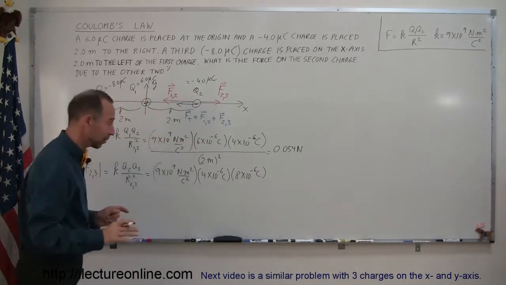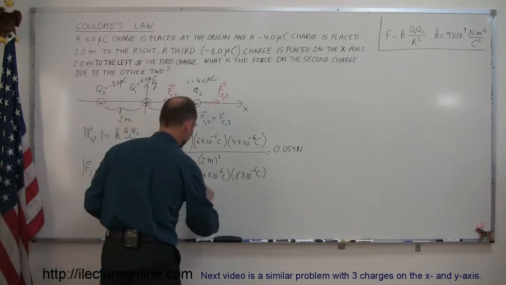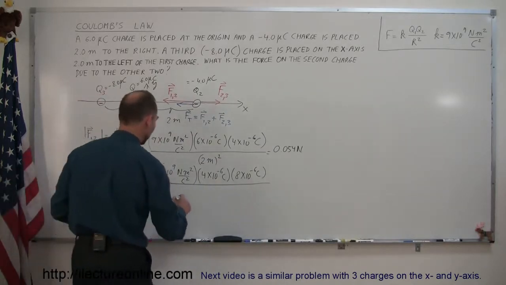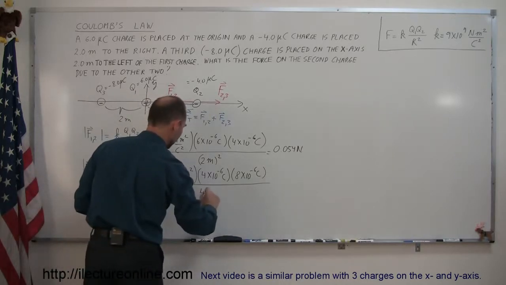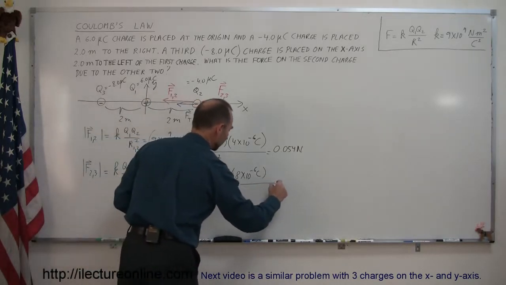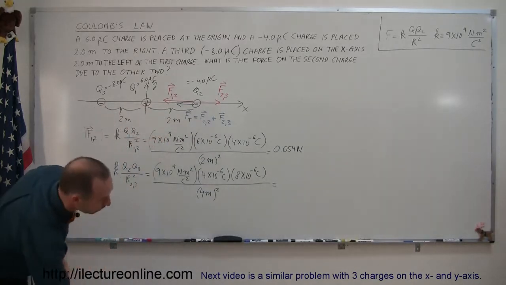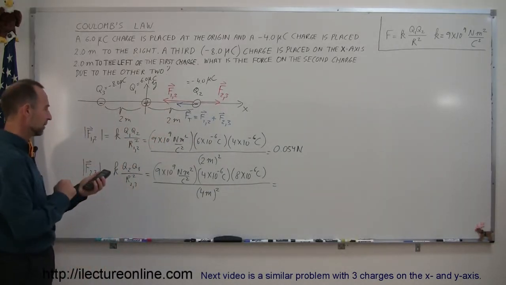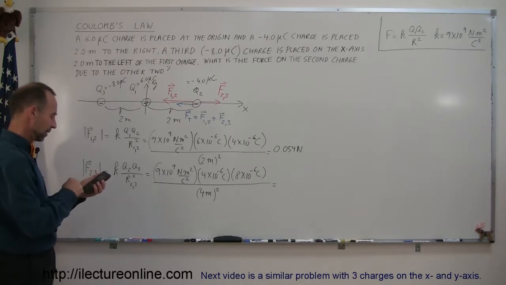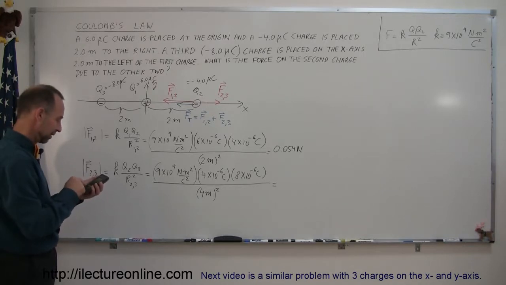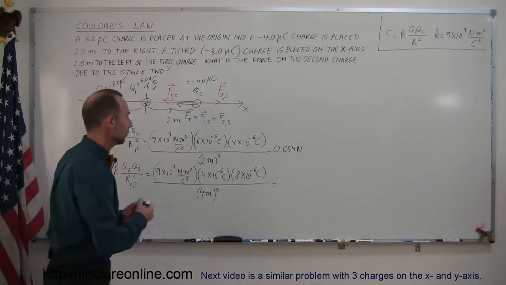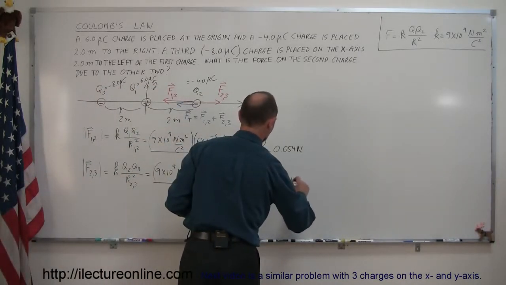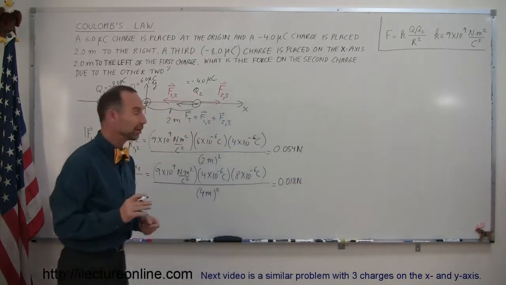Again, I don't care about the signs. I only care about the magnitude. Magnitudes are always positive. Divided by the distance between them squared. So what's the distance here? Well, we have 2 meters and 2 meters, that's a total of 4 meters, and we have to square that. So let's see what that is equal to. I have 9 E to the 9th times 4 E minus 6 times 8 E minus 6, and then divide the whole thing by 16, and that's 0.018 newtons. So now we have the magnitudes of both forces.